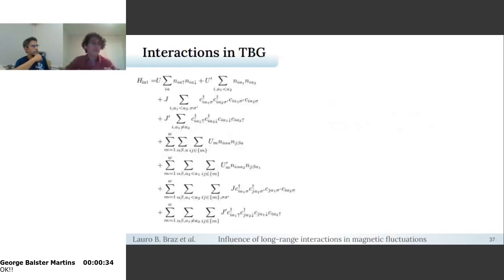Now we have to propose a model for the interacting Hamiltonian. Although it seems a huge equation, with a lot of terms and a lot happening here, I'll try to go through it step by step. So the first element is a Hubbard type. It's on-site, you need opposite spins occupying the same orbital for this kind of term. This U prime term controls interorbital interactions.